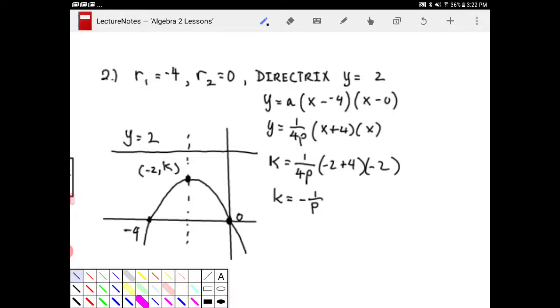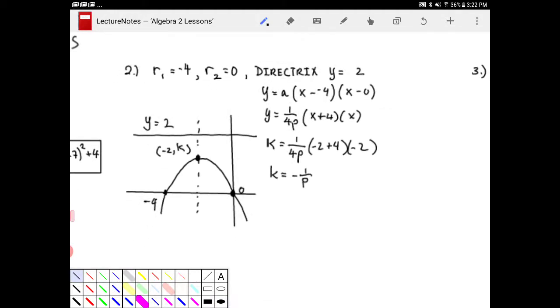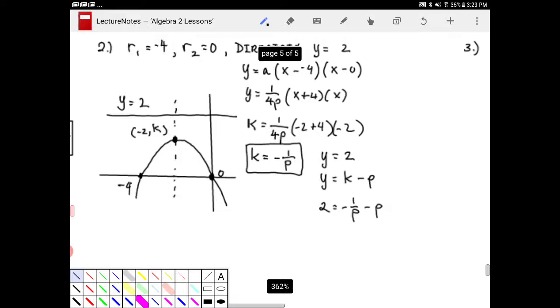If k is equal to -1 over p, and I know that the directrix is equal to 2, and I also know that the directrix can be found by doing k minus p, so therefore I can perform a series of substitutions there. I can say that k is equal to 1 over -p. I want to make that substitution. So this is -1 over p minus p. And this is the directrix, right? So therefore this is equal to 2. I now have an equation with one unknown, so that I can solve for what p is.